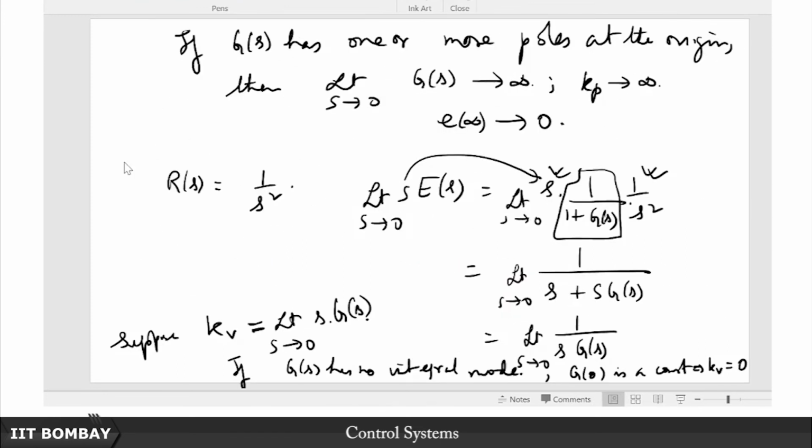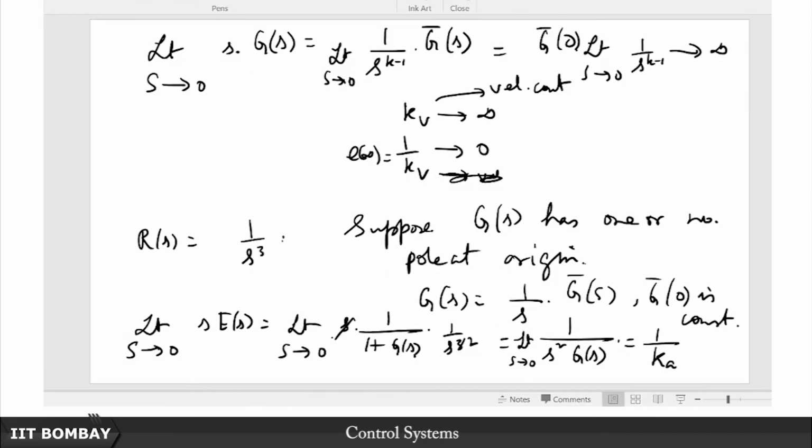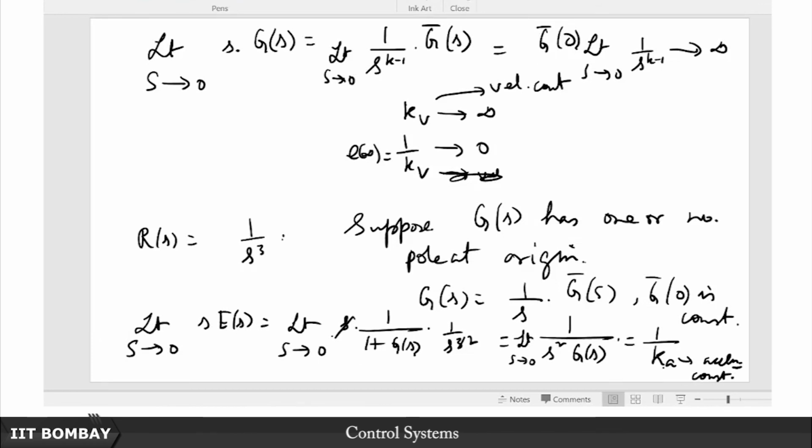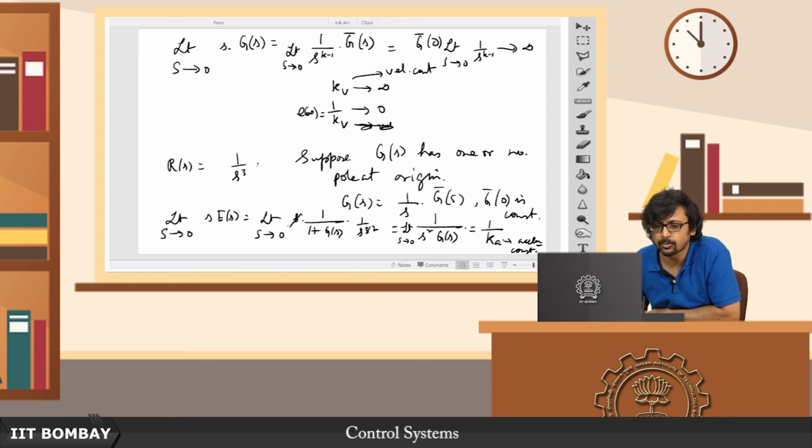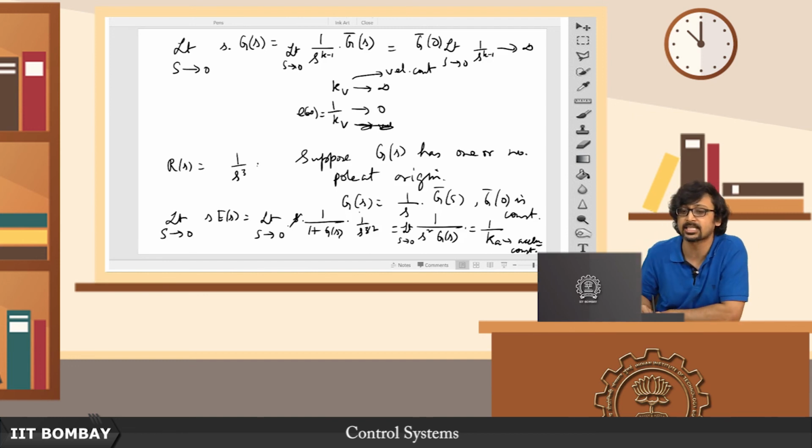This Kv we call the velocity constant, the Kp that we had defined here we call the position constant, and now this Ka is what we call the acceleration constant. Notice that the steady state error is inversely proportional again to the acceleration constant, just as it was inversely proportional to the velocity constant and the position constant in case of the ramp and the step inputs respectively. So, in case of the parabolic input, it is inversely proportional to the acceleration constant.